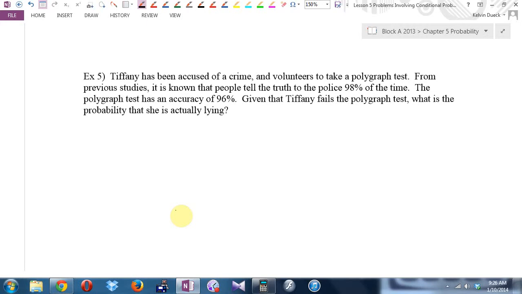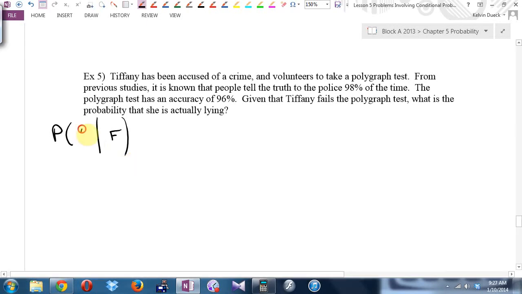What's the given? What would be a good letter to use for fail? Okay, so let's go like this. What's the given? Fail. What do they want me to find? Put your phone away. What do they want me to find? Probability of what? That she's lying. What would be a good letter to use for lying?